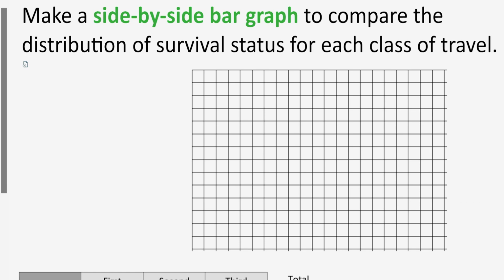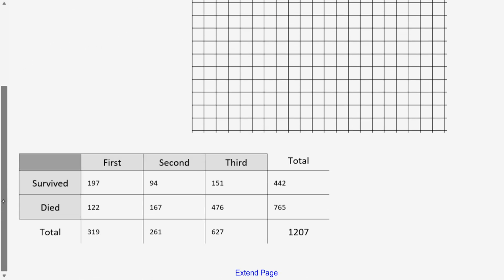So the second one is a side-by-side bar graph, and we want to use the same thing. So make a side-by-side bar graph to compare the distribution of survival status for each class of travel. So this is going to be super similar. I'm actually going to just take my numbers from that last one and fill them in. Okay, we had 0.618, 0.382, 0.360, 0.640, and 0.241, 0.759. Okay, those are those numbers.